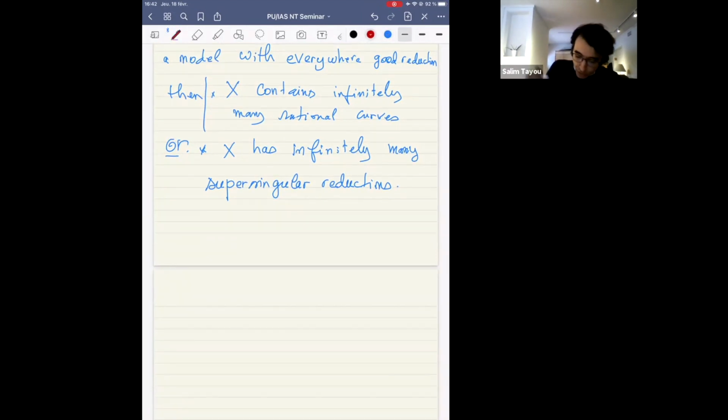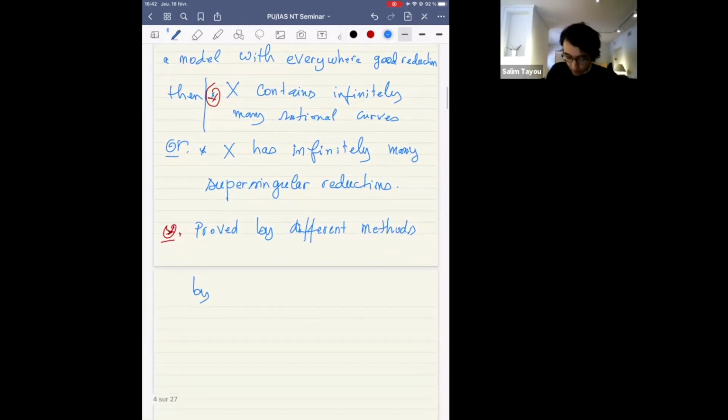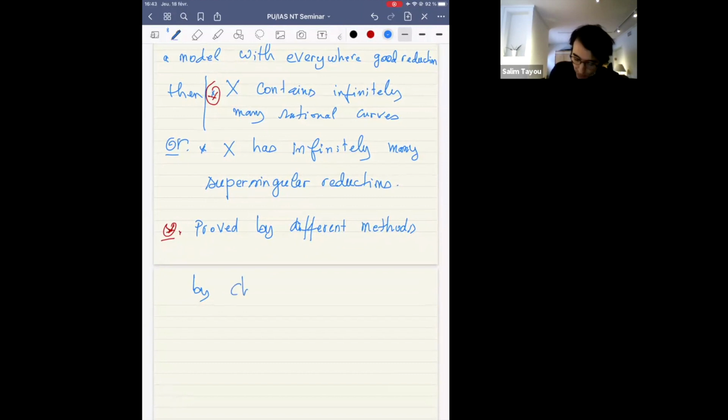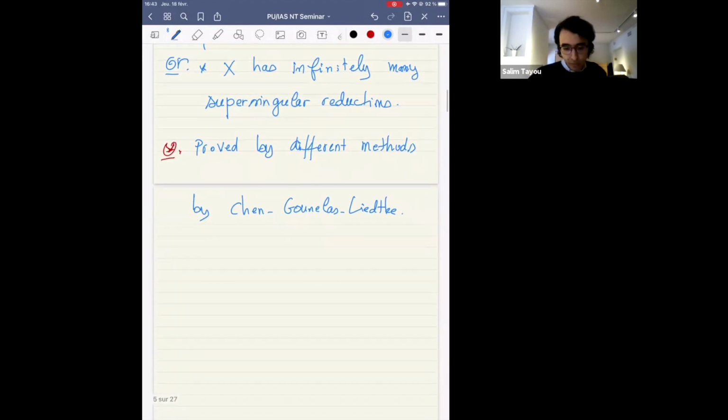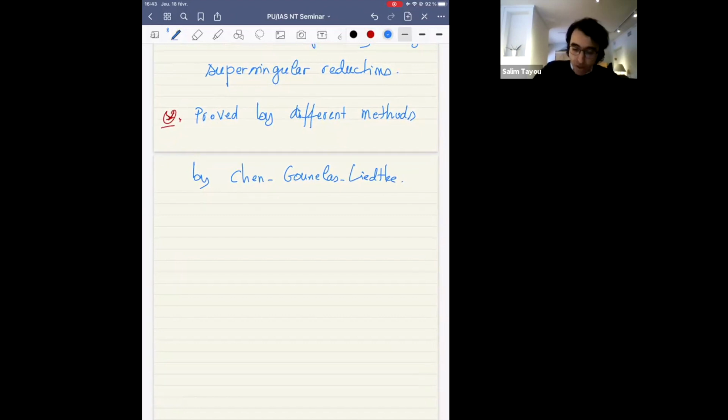Let me also add that the first statement has been proved by a completely different method, by the work of Shen, Gunla, and Litke. So the methods they use are completely different from ours. Okay, so let me also give some other known results which have a similar flavor, like the previous one.